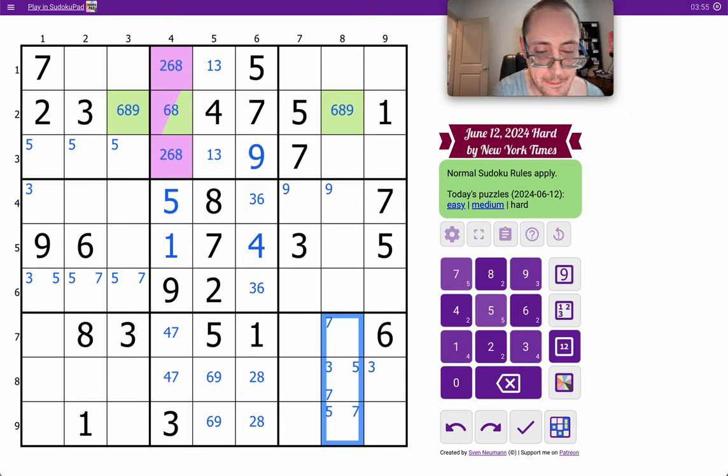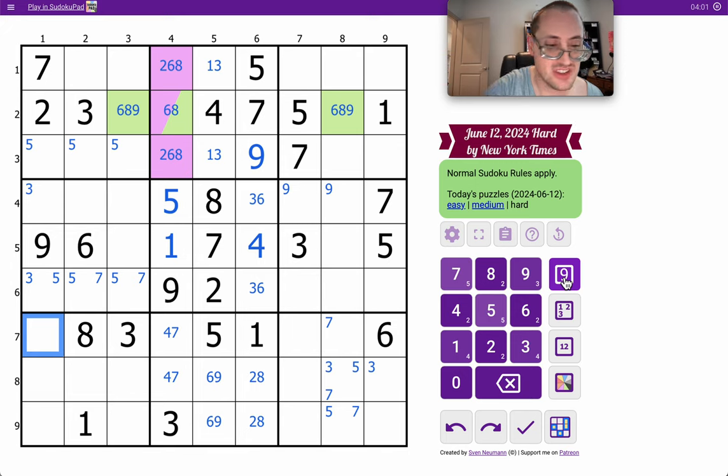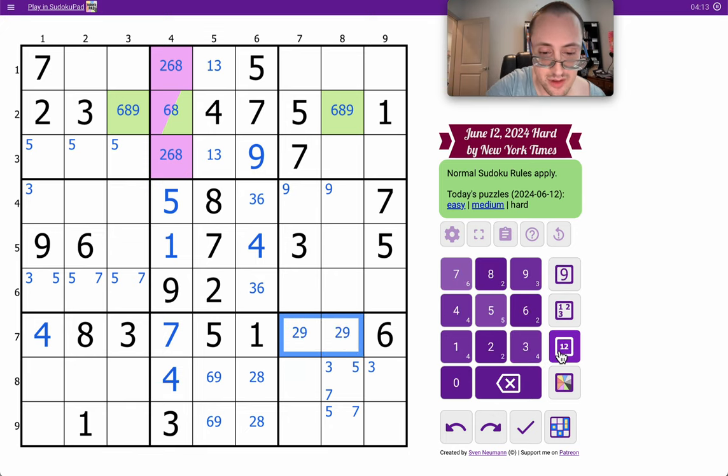Row 7 has 1, 3, 5, 6, 8. I need 2, 4, 7, and 9. This has to be a 4. It sees the other digits in the column. That's not 7. It doesn't tell me much of anything else, but these are 2 and 9, which are not resolved.